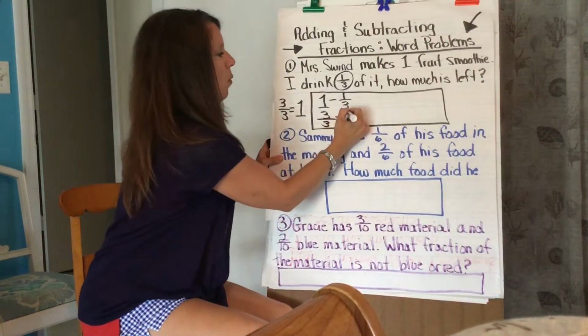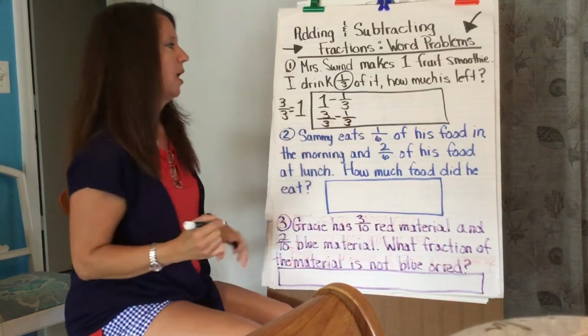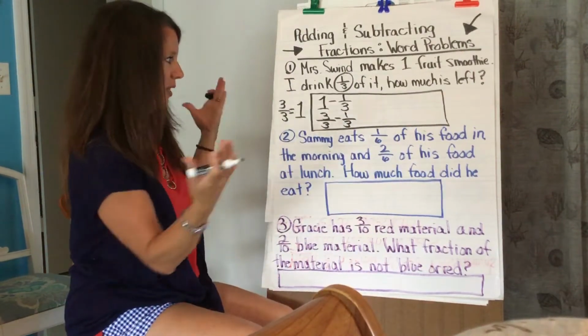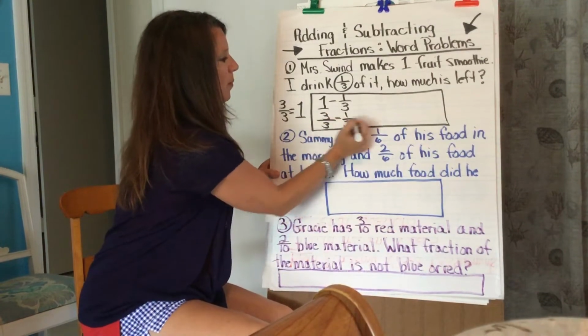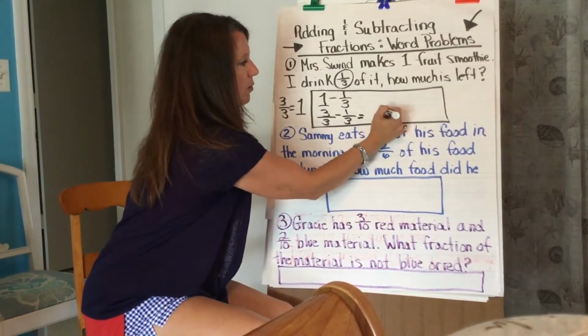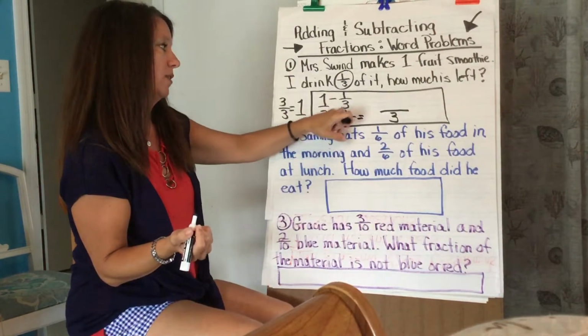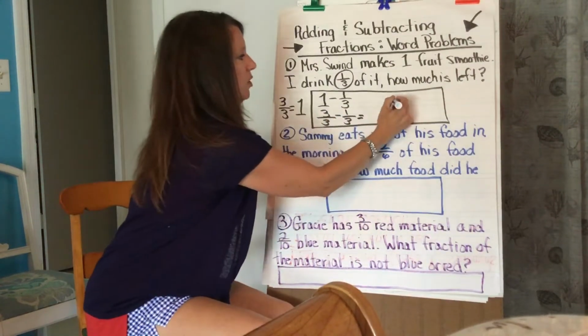Mrs. Swin drank 1/3 of it. Okay, so we know it's subtraction because some of it is missing. So I have to find out how much is left. So 3/3, remember the bottom number stays the same, you don't change that. And then you're going to say 3/3 is a whole minus only 1/3 would give me 2/3.